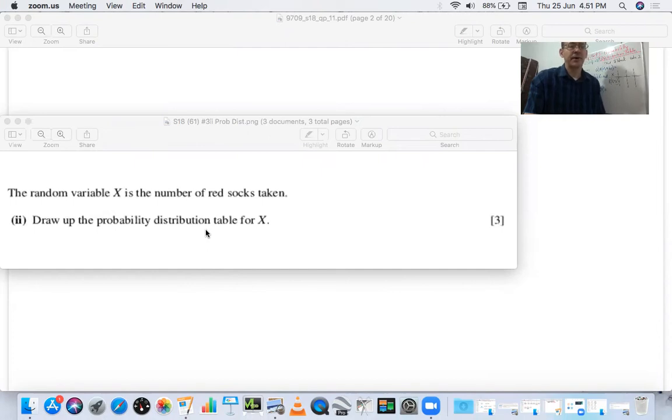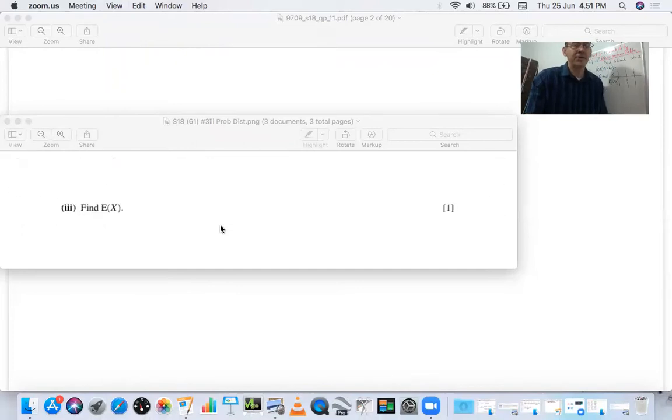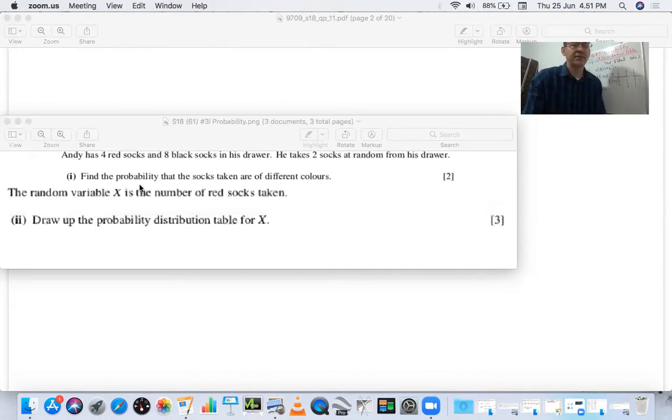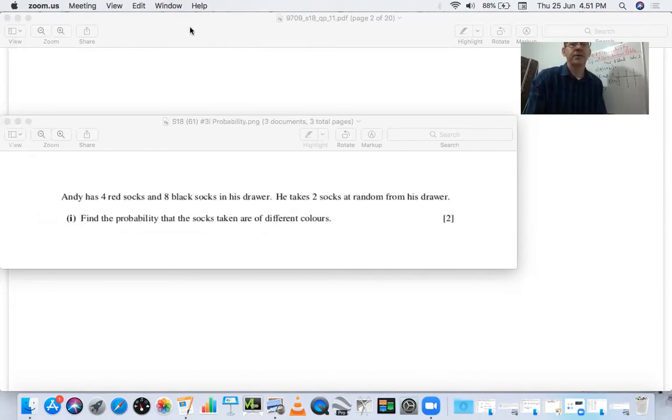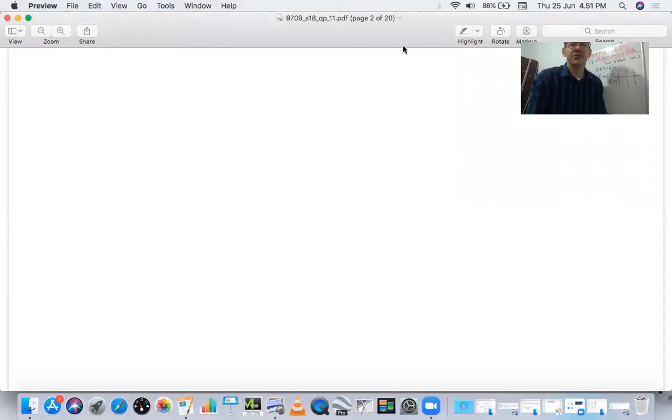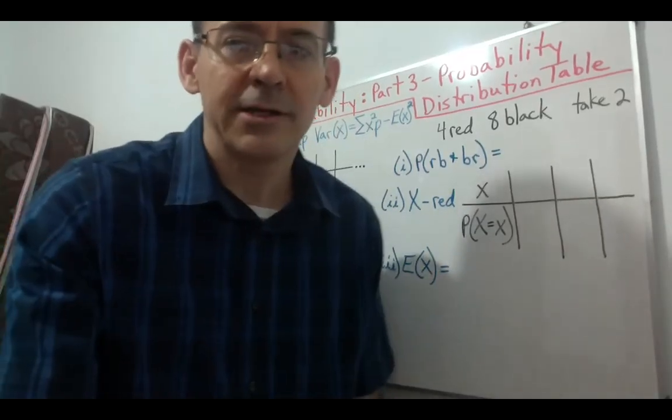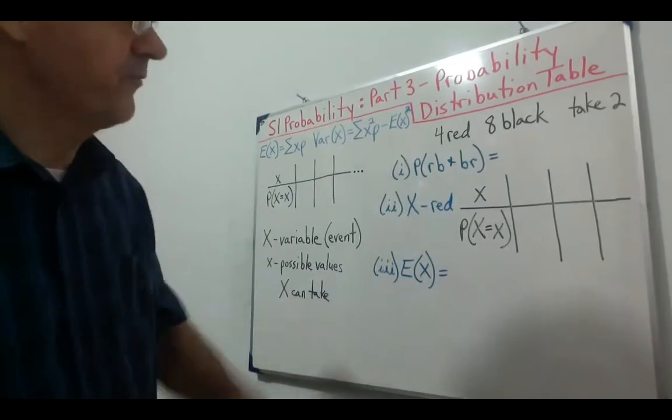That's the first one, the probability that they're different colors. The second one says the random variable x is the number of red socks taken. So draw the probability distribution table for x. And then in the third one, find E(x), meaning find the expected mean. So those are the questions for this one. Let's go back to our board here. I wrote the information up here.